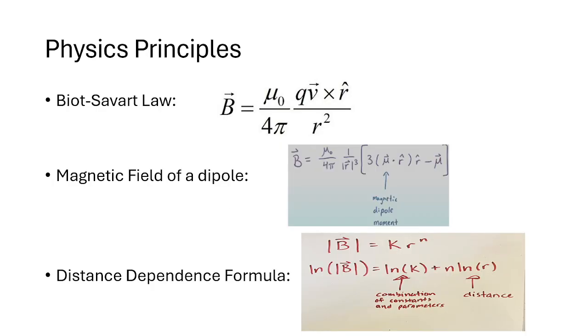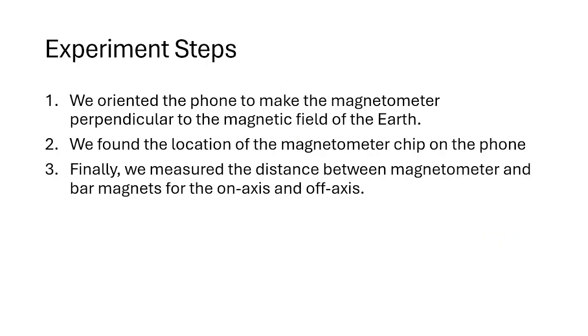Some physics principles that we used in this lab were the Biot-Savart law, the magnetic field of a dipole, which was given to us in the lab instructions, and the distance dependence formula. Our experiment steps include: we oriented the phone to make the magnetometer perpendicular to the magnetic field of the Earth. Then we found the location of the magnetometer chip on the phone. And then finally we measured the distance between the magnetometer and the bar magnet on the on and off axis.